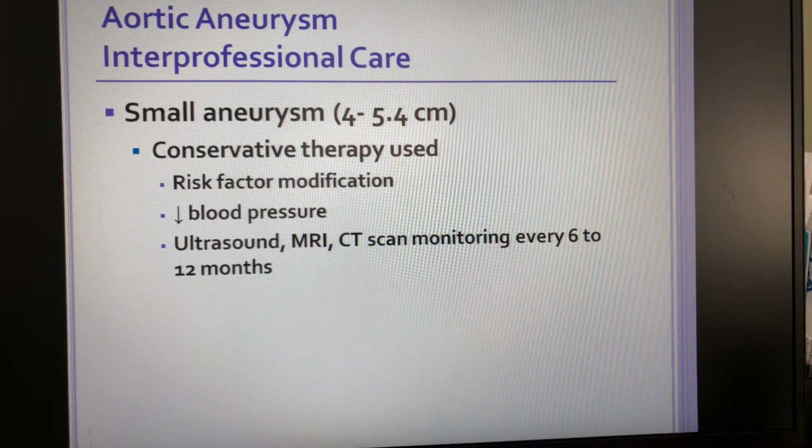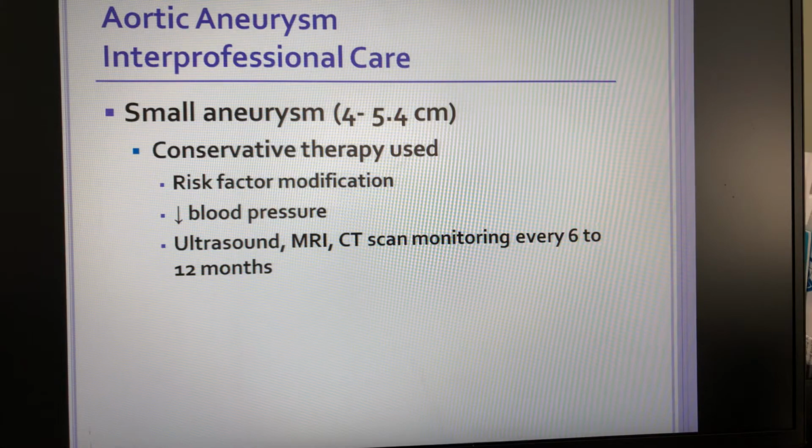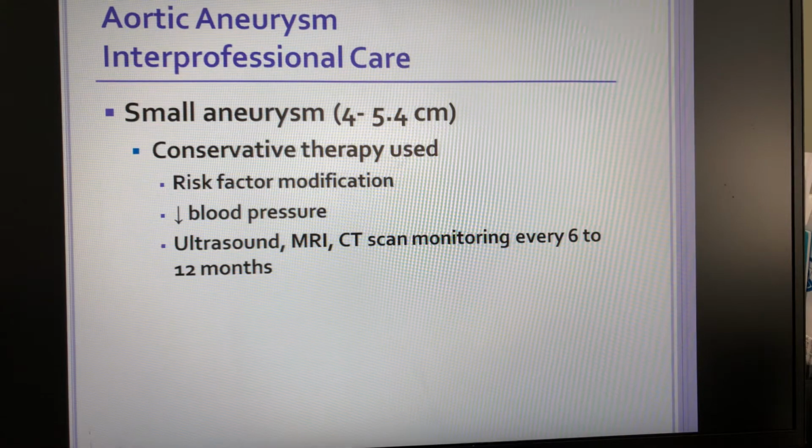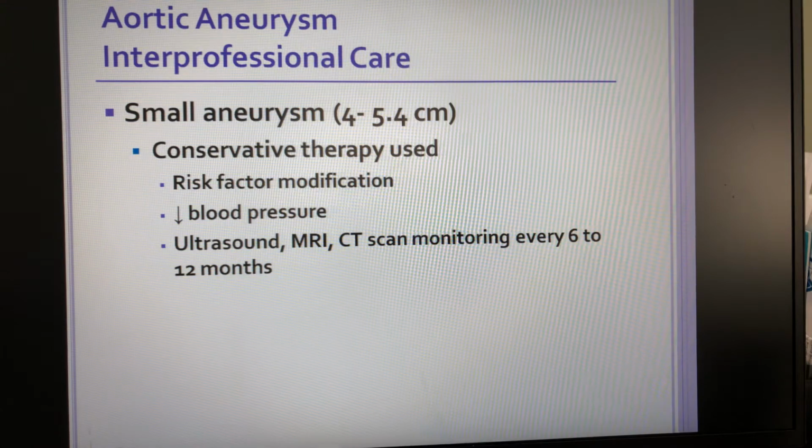Growth rates may be lowered using beta adrenergic blocking agents like propranolol, which is Inderal, ACE inhibitors, which is our lisinopril or captopril, and then our angiotensin 2 receptor blockers like losartan, and our statin drugs like simvastatin, and an antibiotic like doxycycline.